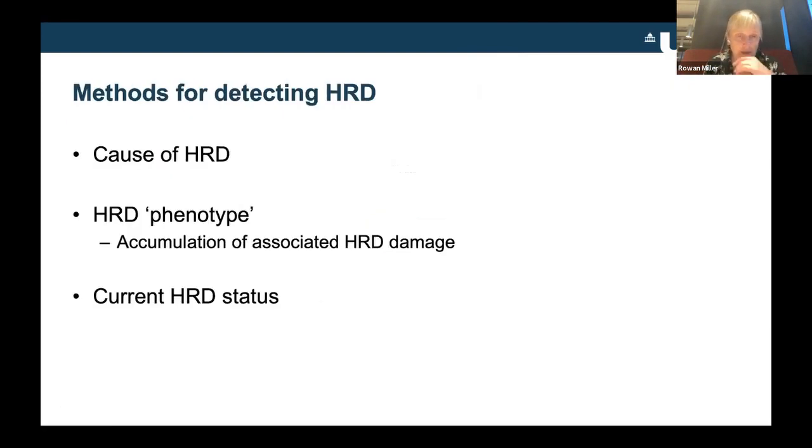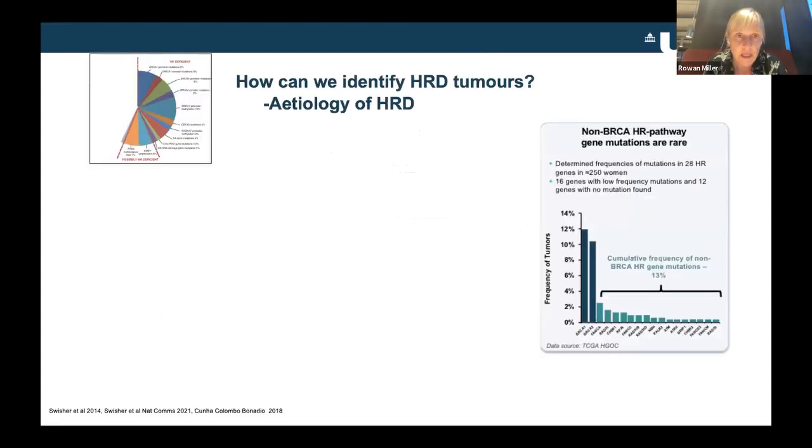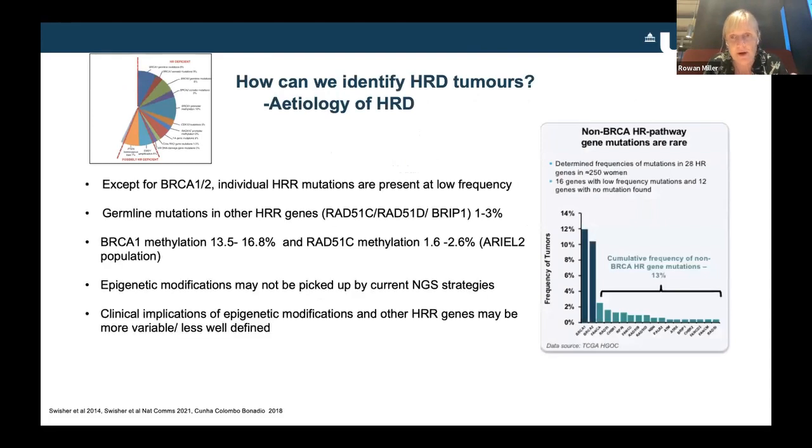So how can we detect HRD? Because it's obviously important in about half of our patients. We can either look for the cause, we can look for the consequence or the phenotype of HRD, or we can do a functional assay to look for current HRD status. The problem is, with the exception of BRCA1 and BRCA2, mutations in any of the other HR genes are present at actually very low frequency, as you can see from the bar chart here. So the cumulative frequency of mutations in all the other homologous recombination repair genes is equivalent to that of BRCA1 and BRCA2. So it's not particularly cost effective to search for individual mutations.